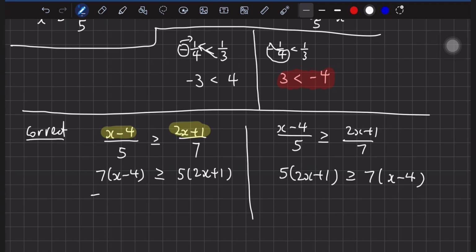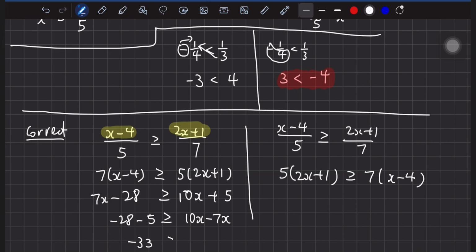So it will be 7x minus 28, 10x plus 5. I shift all the x terms to the side which will combine and give me a positive coefficient of x. So it will be 10x minus 7x, negative 28 minus 5. So I have negative 33, then 3x. So x less than or equals to negative 11.